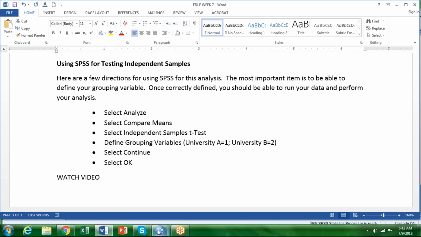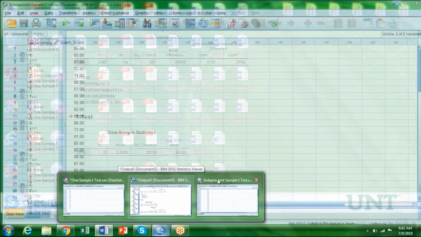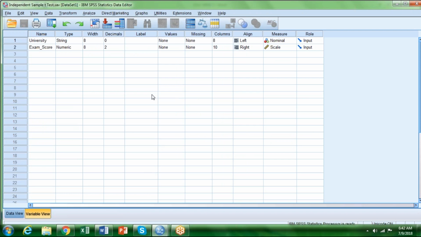So let's go over and look at SPSS again. And this time we'll look at our independent samples t-test. And just like I was telling you, first let's look at our variables. So we have our university variable here, put the name here. The type of variable is string. So we're not going to code it as numeric. And it's also nominal, so it's just the name of something. And then the exam score is our second variable. It is numeric, and it is a scale.